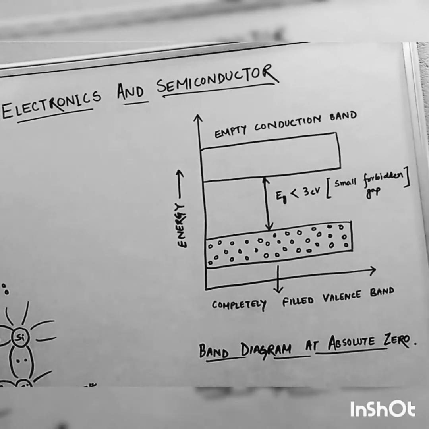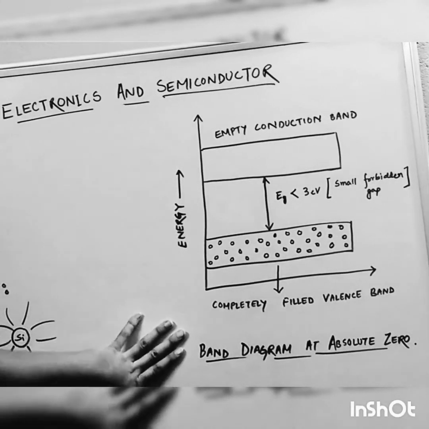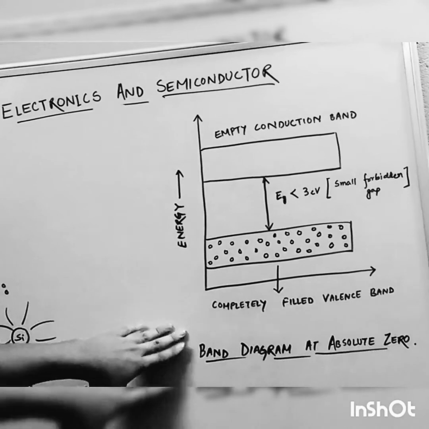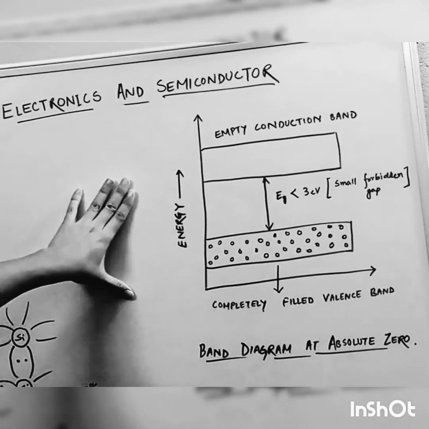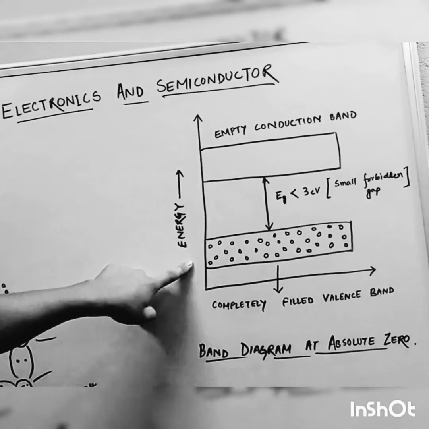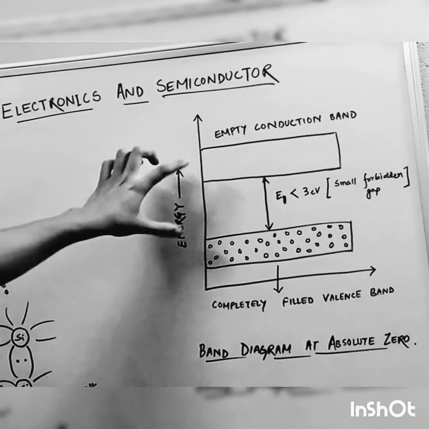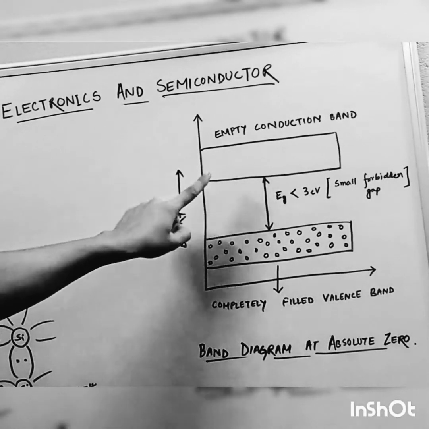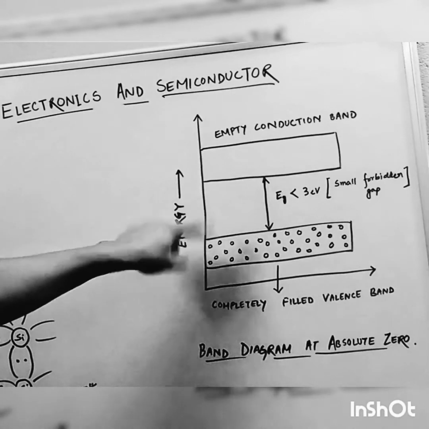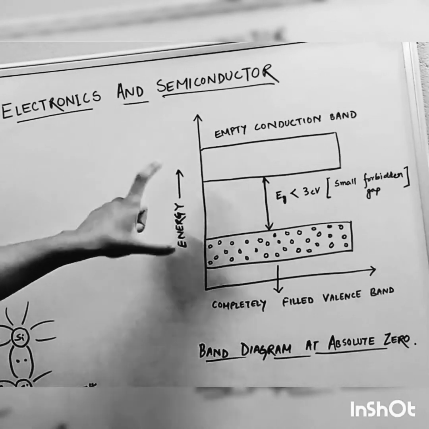Okay, so here you can see the band energy diagram of a semiconductor at absolute zero. So what happens is, here you can see this one is the valence band. This band is known as the conduction band, and the energy difference between these two bands is known as the forbidden gap or energy gap. Okay, band gap.